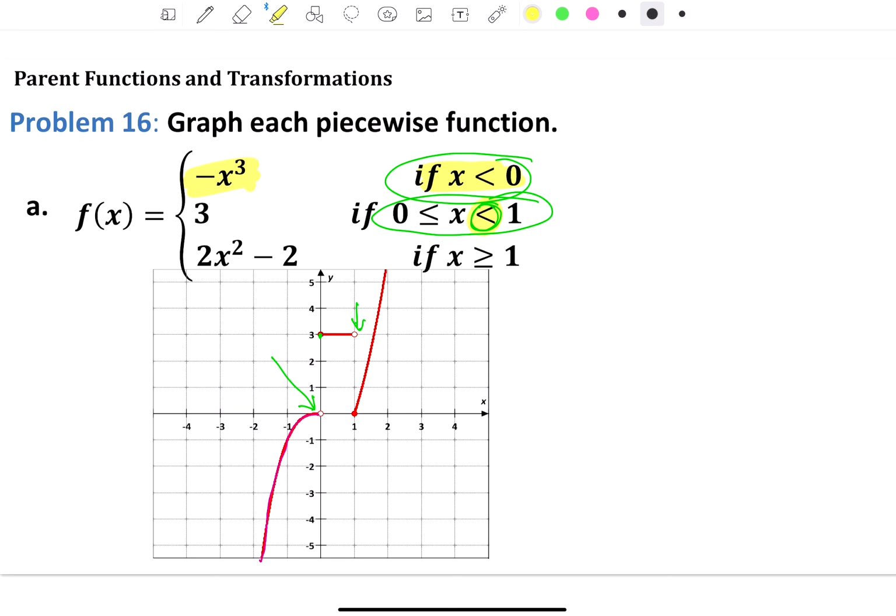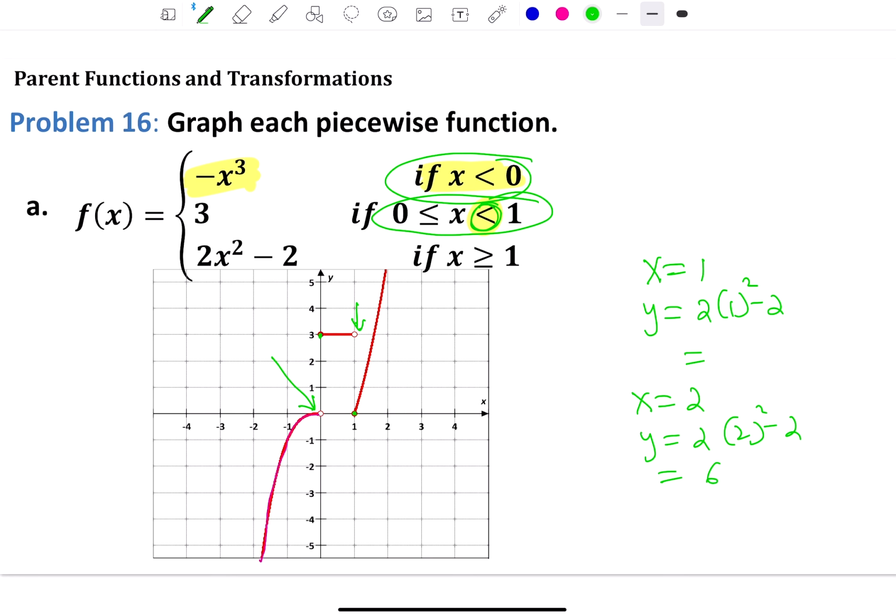For x greater than or equal to 1, we can plug the points in to create the graph. So when x is 1, what is y going to equal? Y will be 2 times 1 squared minus 2, which is 2 minus 2, 0. And when x is 2, y will be 2 times 2 squared minus 2, which is 2 squared is 4, times 2 is 8, minus 2 is 6. So we can see how the graph is going to be a parabola going upwards. That's all for the basic parent functions and transformations.